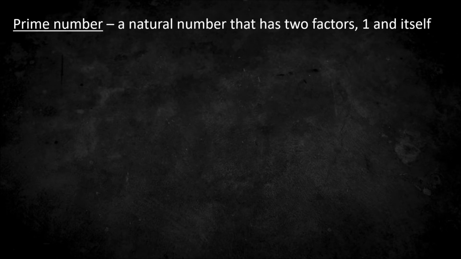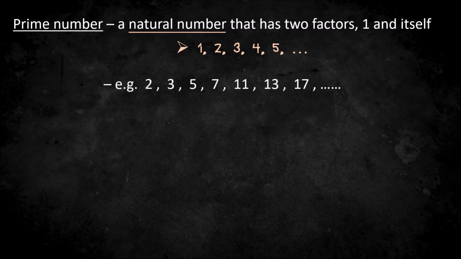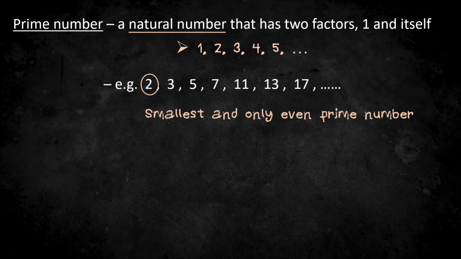A prime number is a natural number that has only two factors, 1 and the number itself. Natural numbers are whole numbers starting from 1. They are also called counting numbers. Some prime numbers are shown on screen. The number 2 is the smallest prime number and it is the only even prime number.